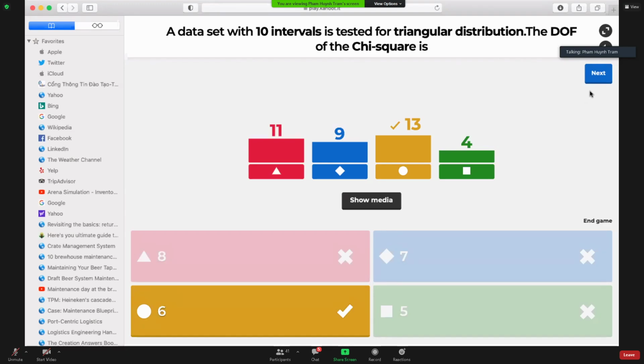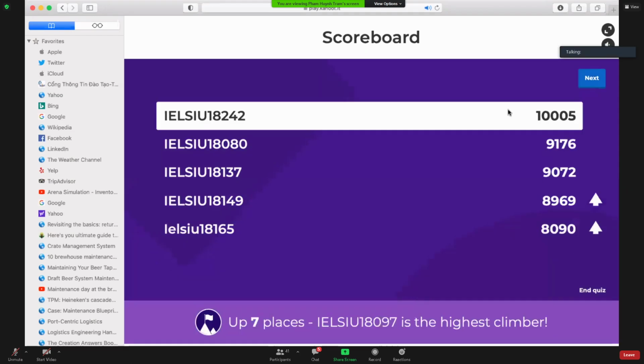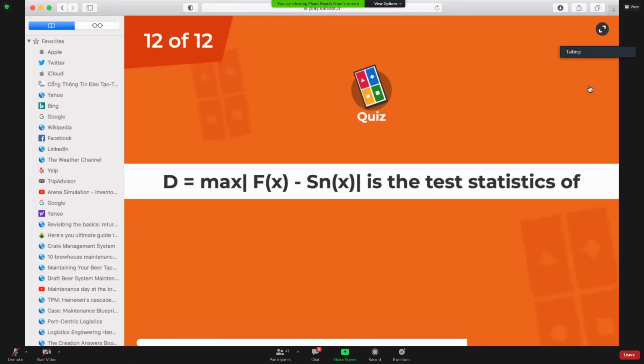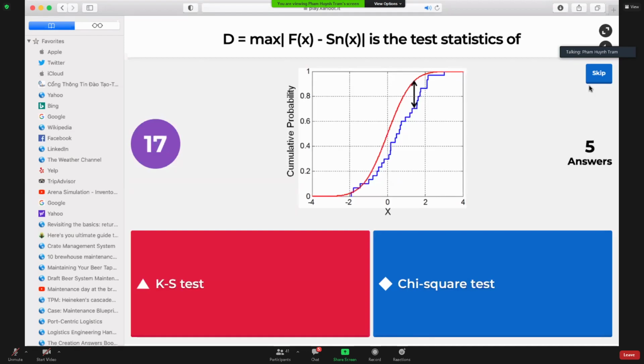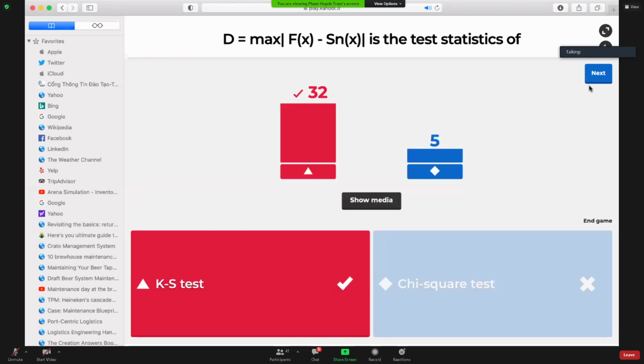Okay, we go to the last question. D equals max of Fs minus Sx is the test statistic of... I expect 100% correct answers for this one. Why are there still 5 people who answered incorrectly? All right, this is the KS test, not the chi-square test. All right, well done, class.